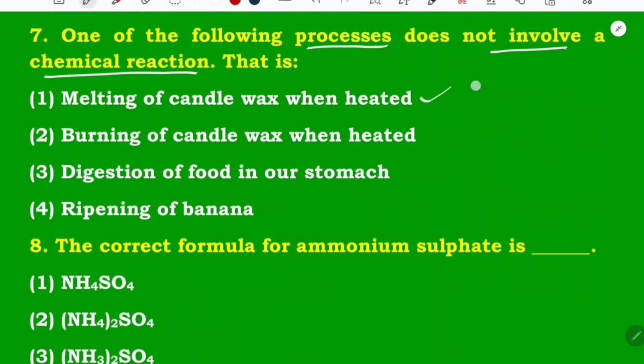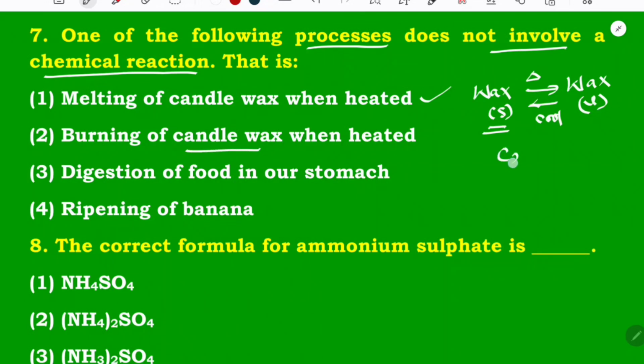When we melt wax, it is solid. After just heating, not burning, the wax becomes liquid. When we cool it, automatically we get solid wax again. That's why it does not belong to chemical change. Remaining, you can see burning of candle wax. What happens when candle wax burns?